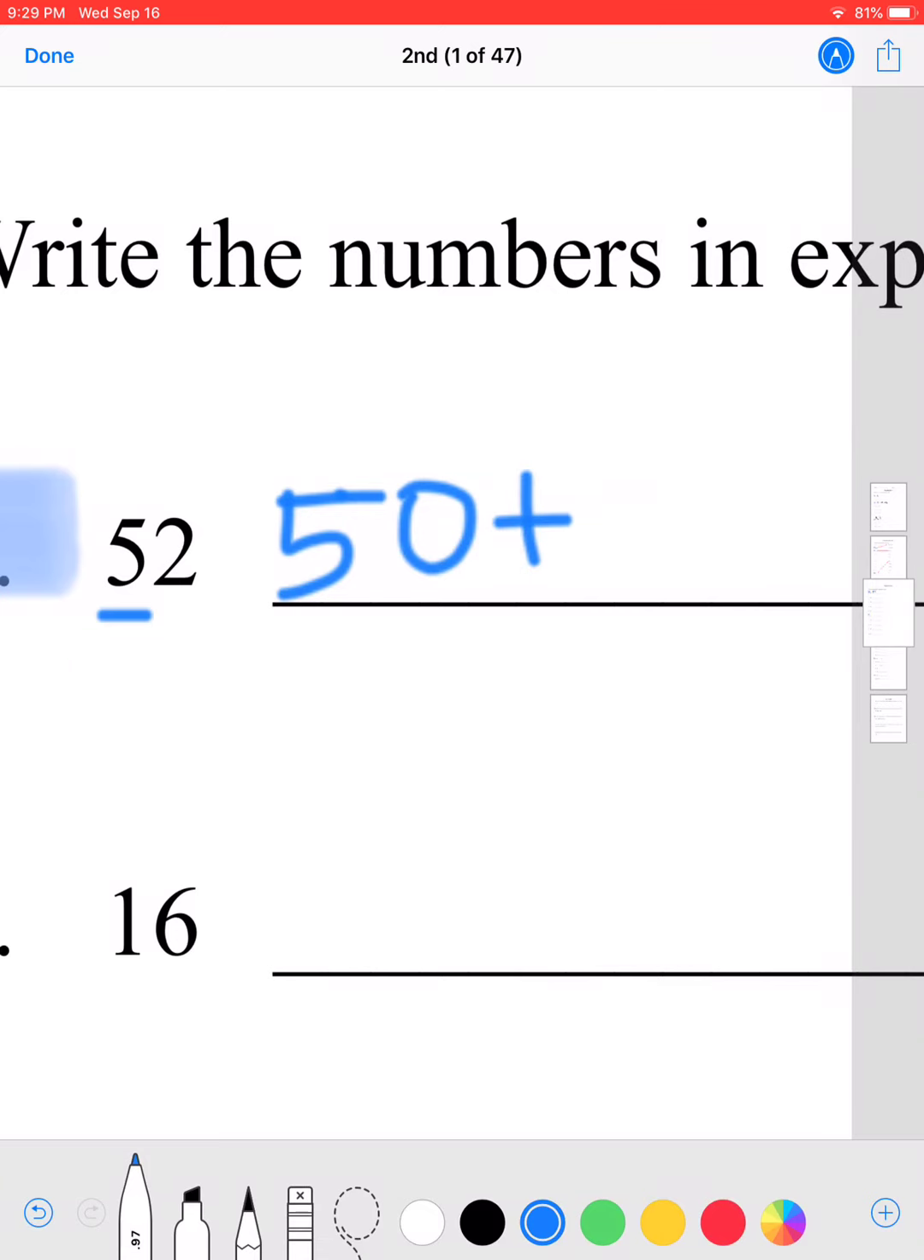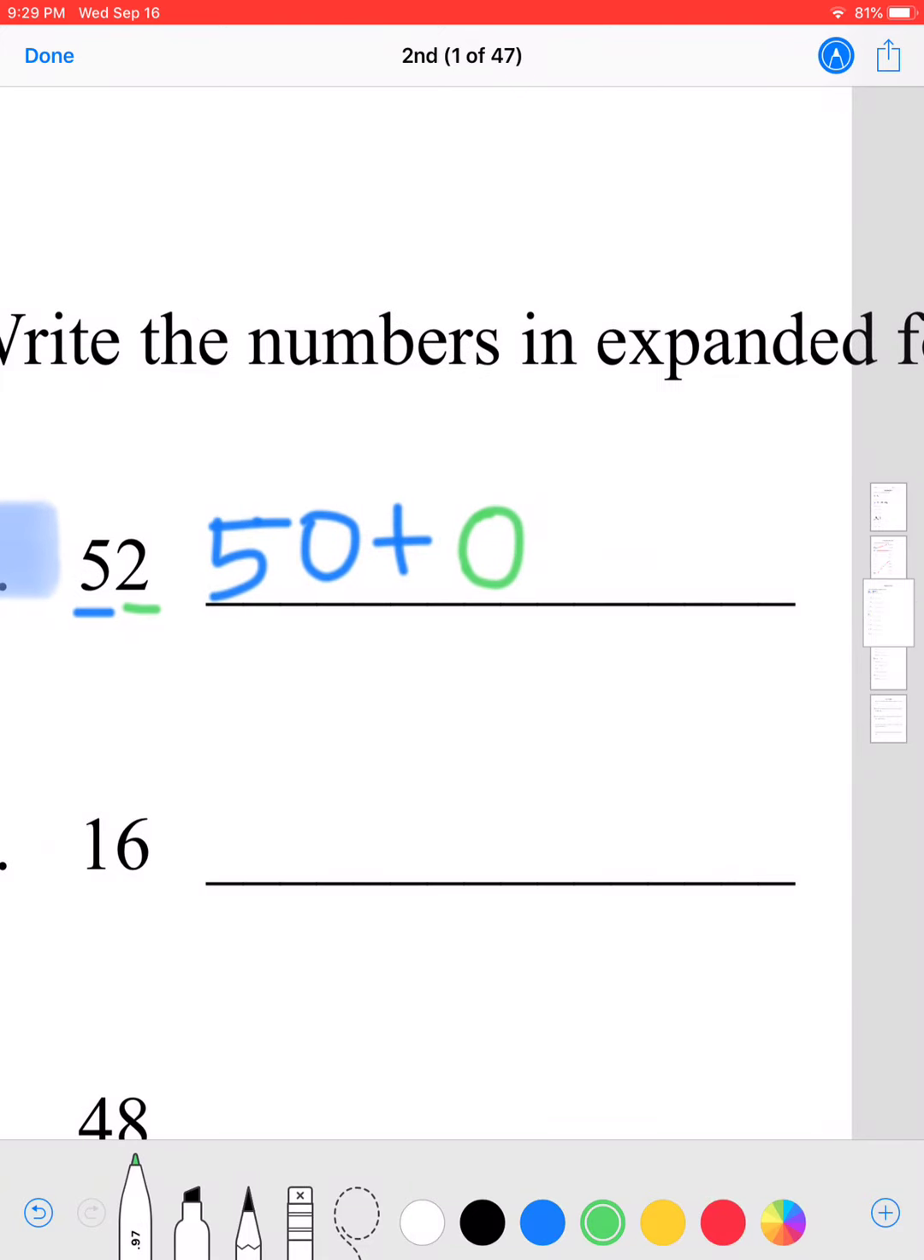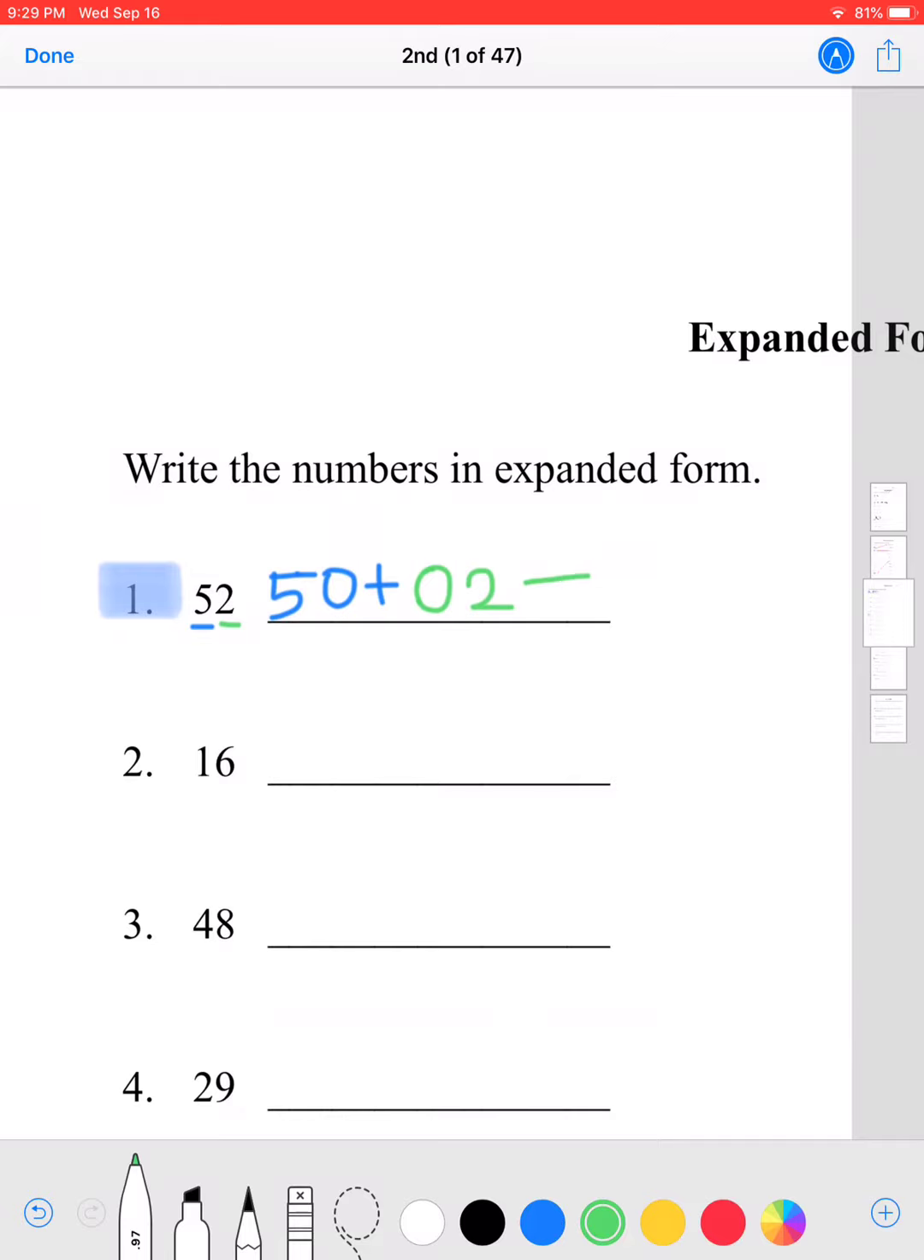Now we're going to add it to the 2. We have 2 right here. We're going to replace the 5 with the 0 this time because the 5 isn't underlined in green. We're only focusing on green right here. So that's 50 plus 02. The more common or proper way to write this would be 50 plus 2.